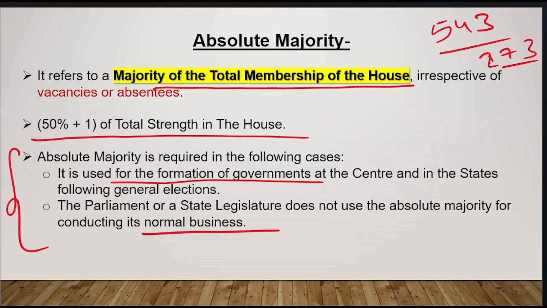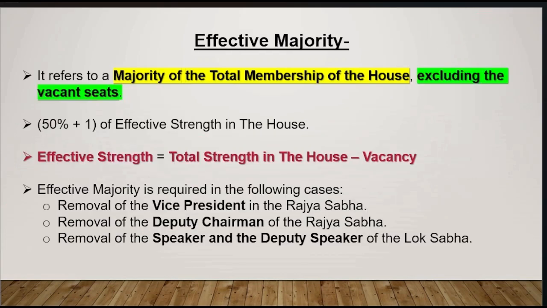So now let's revise one thing. Simple majority is more than 50% of the members present in the house and voting, and absolute majority is more than 50% of the total membership of the house. Now, next comes effective majority. Now, what is effective majority? Same thing as absolute majority, that is the majority of the total membership of the house. The only difference is excluding the vacant seats.